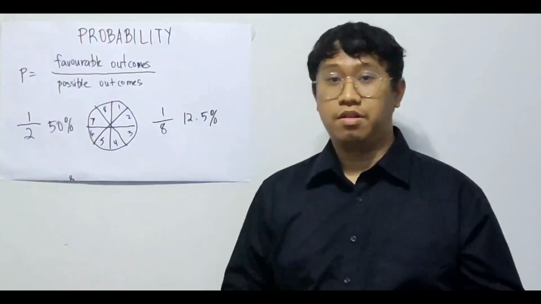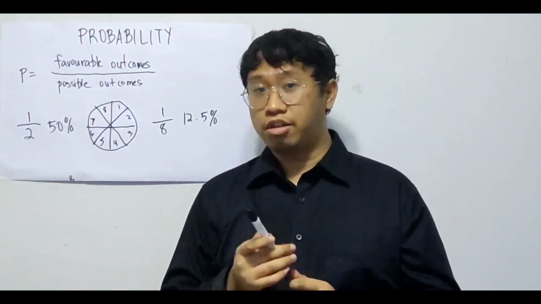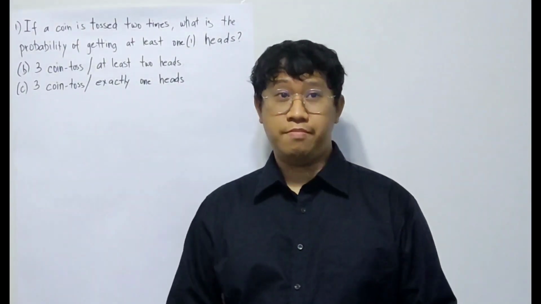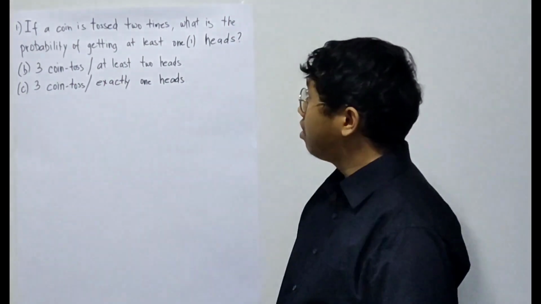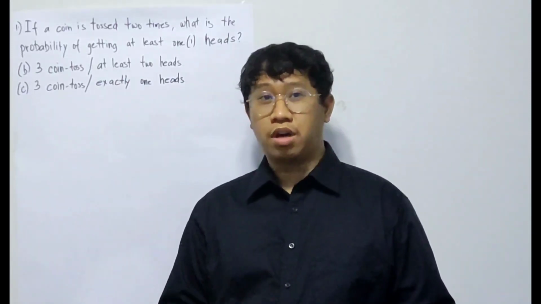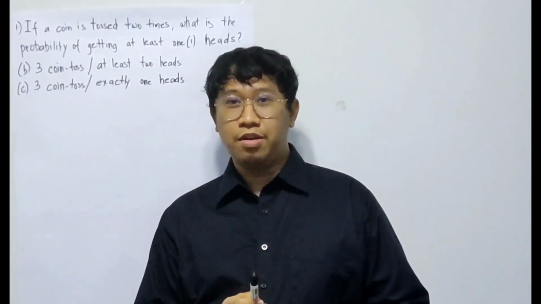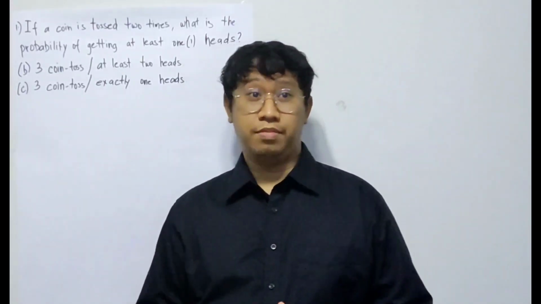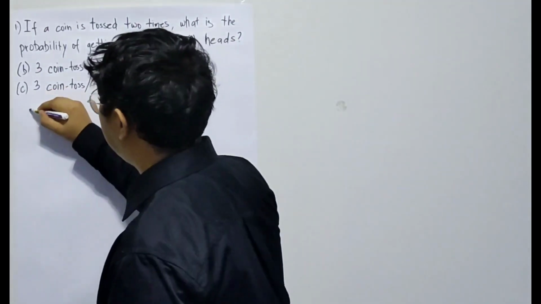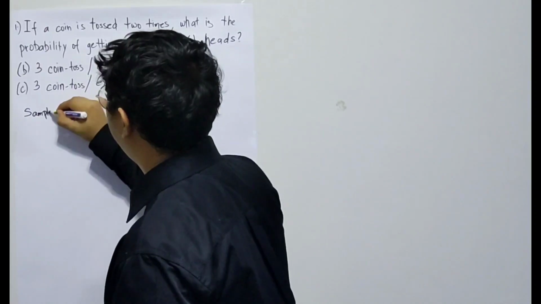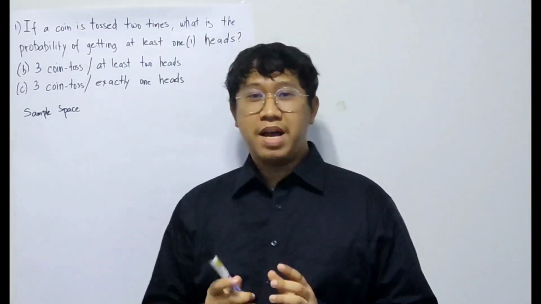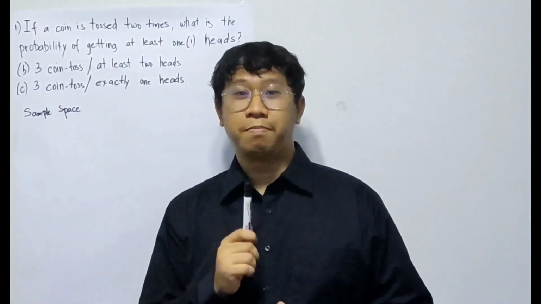Now, let's look at some sample problems to practice our knowledge in getting a probability. So this is our first problem. If a coin is tossed 2 times, what is the probability of getting at least 1 heads? Following our formula, we must first know the value of both favorable and possible outcomes. We can create a table here, or we can call it a sample space. So getting back to the question, imagine a coin being tossed.